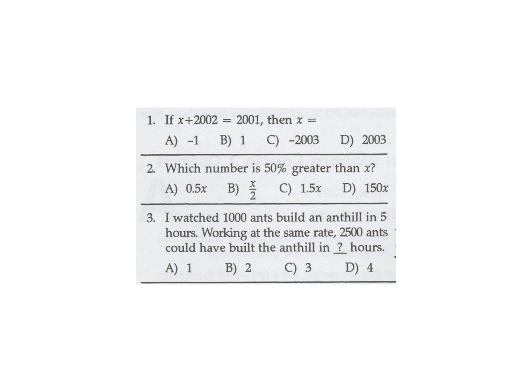If x plus 2002 is equal to 2001, then what is x? So we have x plus 2002 is equal to 2001. So just do the algebra. So 2001 minus 2002, and that would be -1. So that is A.